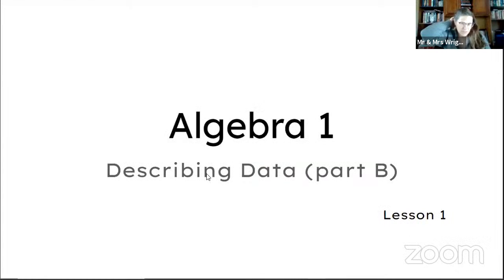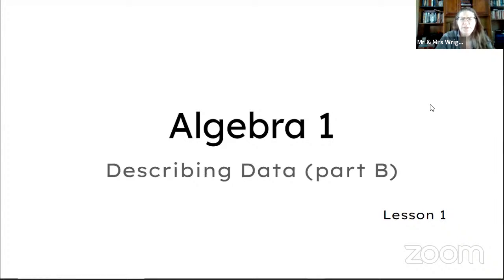We're back at it again, doing algebra, and we're in a unit called Describing Data. This is Unit 8, Chapter 8, Module 8. I think in the online book it's called Unit 6, and it's broken up into two parts, Part A and Part B. We just finished Part A. We're now going to start Part B, and this is page 1 in the Part B section. So we're going to start with some key terms and essential questions.